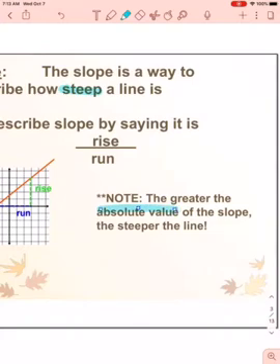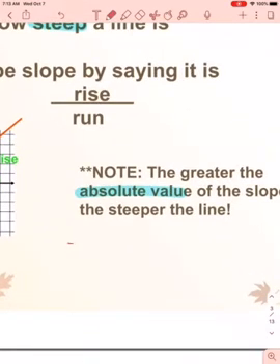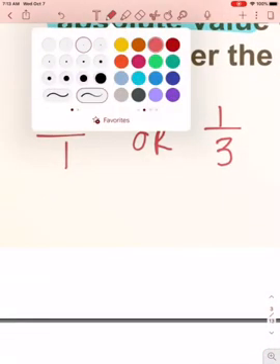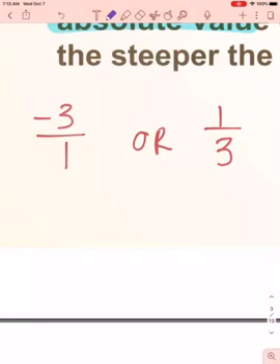So the greater the absolute value of the slope, the steeper the line. Remember, absolute value is the distance from 0. So absolute value is basically a way of saying the positive part of the slope. So if I have a slope of negative 3 over 1, or a slope of a positive 1 over 3, okay?